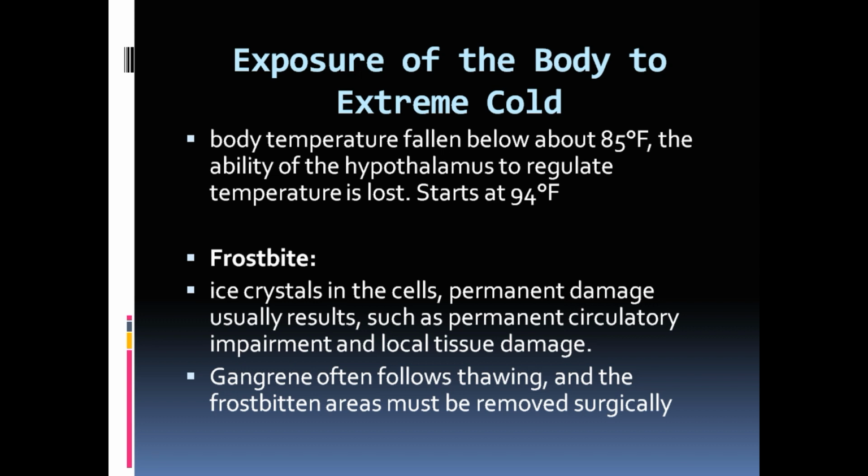Coming to frostbite, what is the pathogenesis? Ice crystals are formed inside the cells, which cause permanent damage, and such permanent damage consists of circulatory impairment and local tissue damage. Once this area is thawed, once this area comes back to the normal temperature, it usually develops into gangrene, and frostbite areas must be removed surgically.